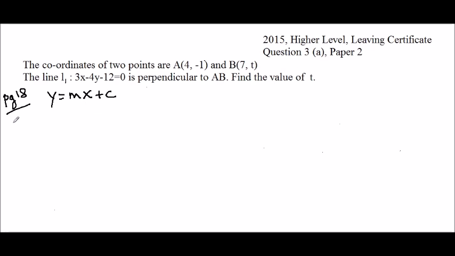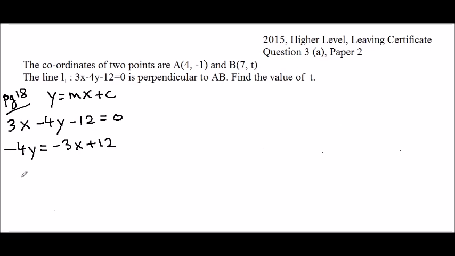So let's write down L1 down here again. 3x minus 4y minus 12 equals 0. So we want to get our y term to the one side and everything else to the other side. Minus 4y is equal to minus 3x plus 12. Because of course, when we bring 3x over to the other side, it changes the sign, and the same is true of the minus 12.